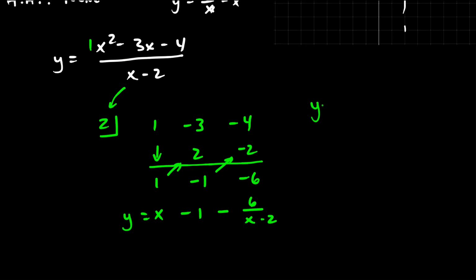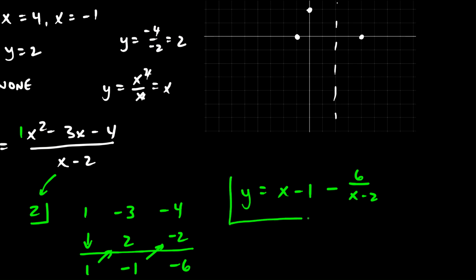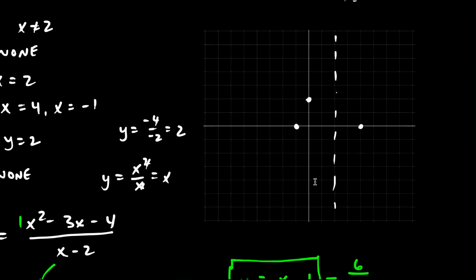So let me write this again for you. y equals x minus 1 plus our remainder, or we can say minus our remainder, of 6 over x minus 2. Now you will notice that if you look at just y equals x minus 1, as x gets very large, this little piece over here, 6 over x minus 2, won't make much of a difference. So this is what we call our slant asymptote, is the y equals x minus 1. Let's go ahead and put that on the graph.